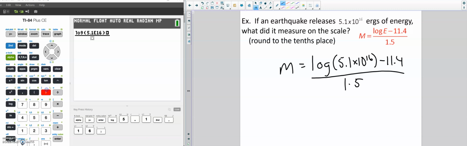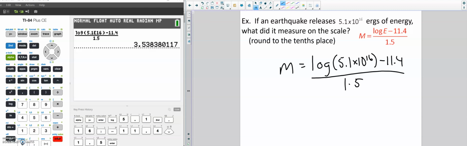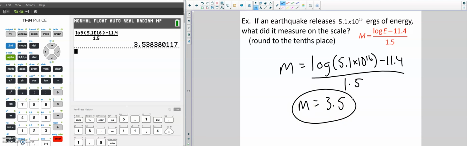Close our argument, and then minus 11.4, and then in the denominator we have 1.5. We hit enter, and that's going to be 3.53, and so on. We normally write the Richter scale to the tenths place, so it would be a measure of 3.5. There are no units or anything like that, it's just on the scale. So that'd be a 3.5 Richter scale earthquake.